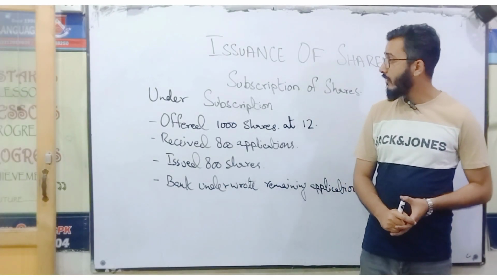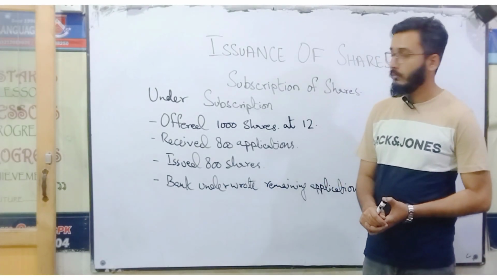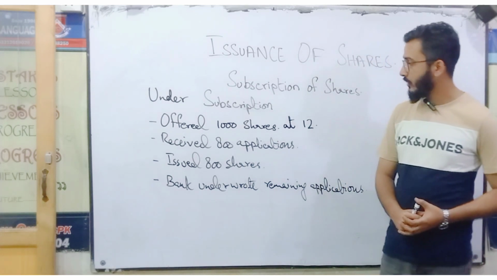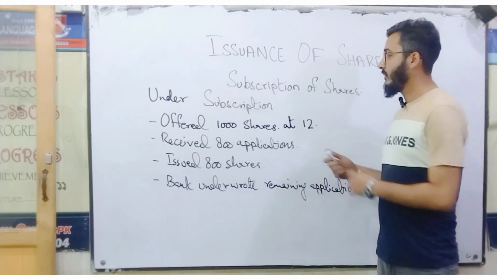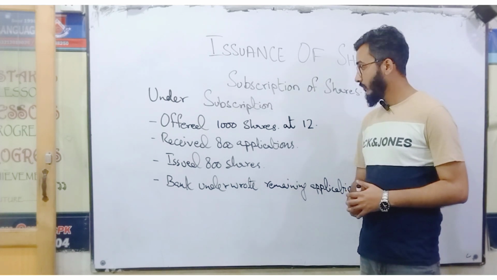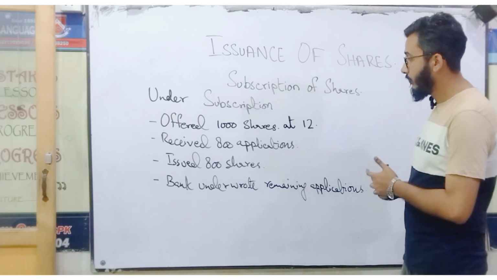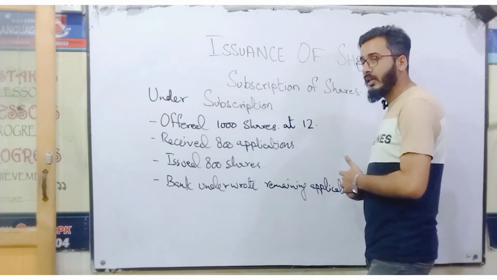Okay, so here we have the new case, undersubscription. The company offered 1000 shares at rupees 12, then received 800 applications, then issued 800 shares, and then the bank underwrote the remaining applications.